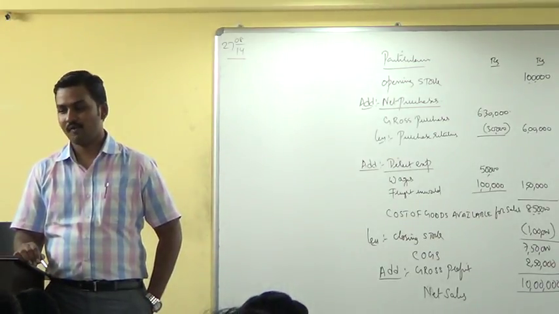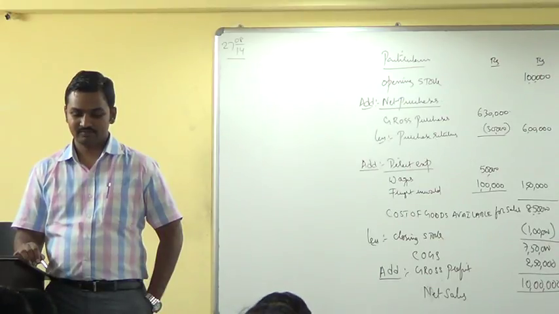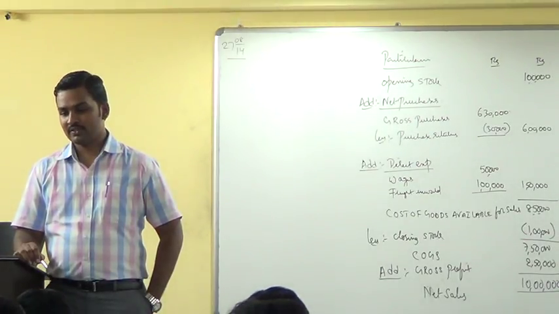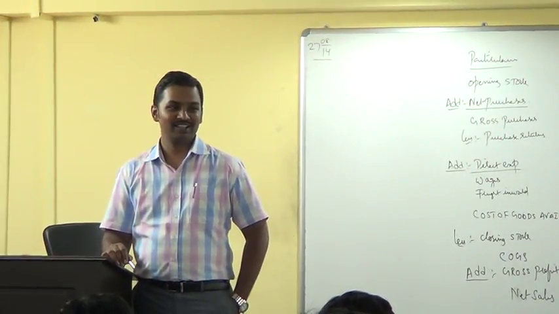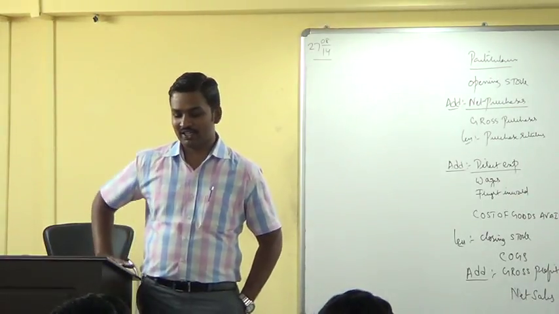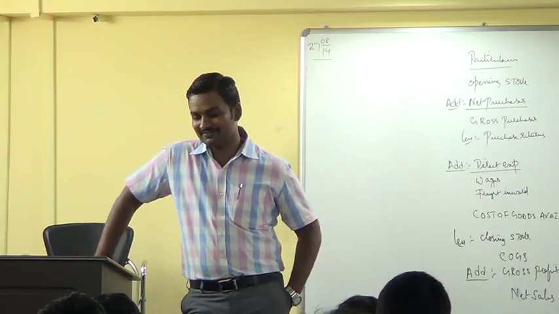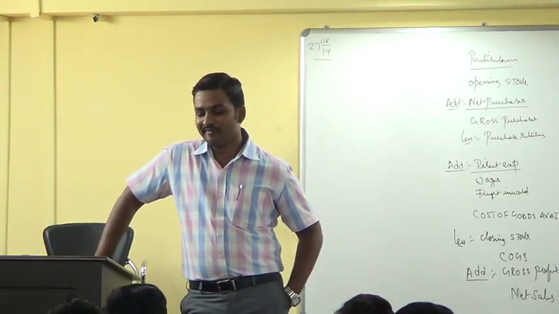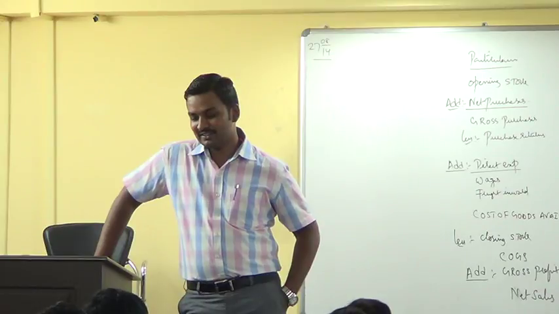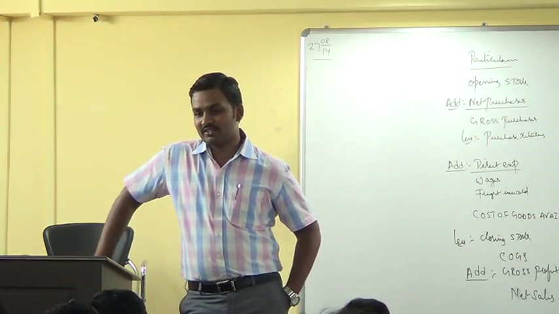Next, purchases. Debit balance 10,50,000. Purchase returns, credit balance 50,000. Opening stock, debit balance 5 lakhs.